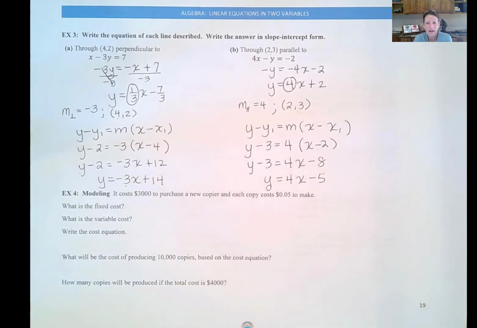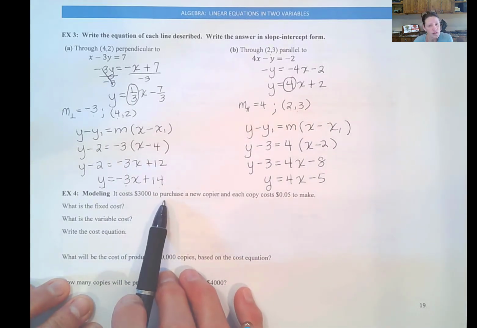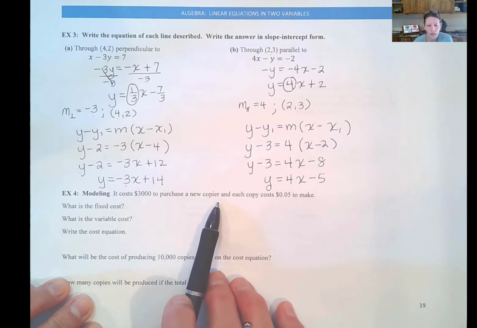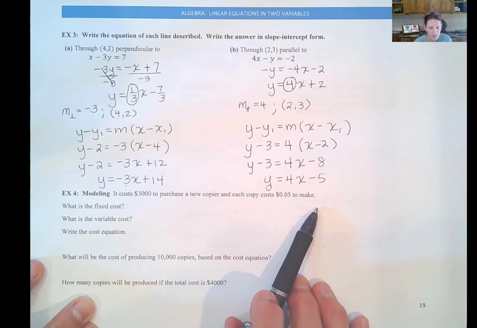Woo! All right, if you got through those two problems, way to go. Let's look at our last example here, example 4, modeling. This is a really good application of a linear equation. Let's suppose it costs $3,000 to purchase a new copier, and each copy costs 5 cents to make. This sounds about right, okay?